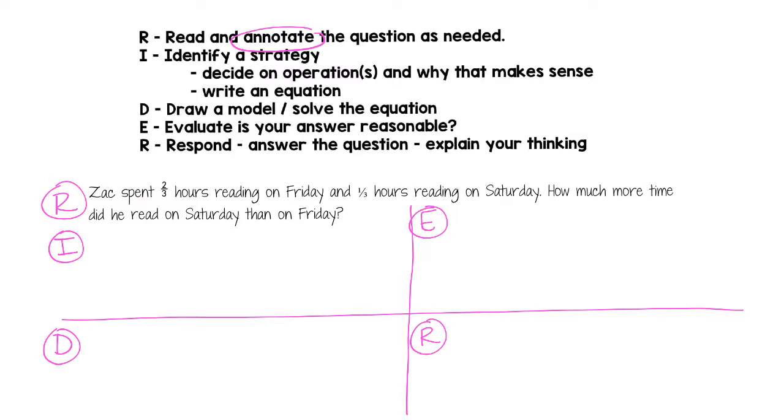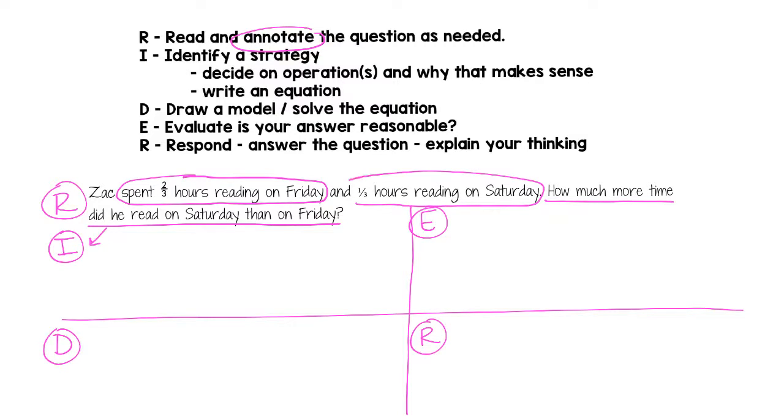So of course the first thing I like to do is underline the question. How much more time did he read on Saturday than on Friday? Because that always helps us to identify the strategy. What else is important in this story problem? I'm rereading. Well, 2/3 hours is important, but we must know what else about 2/3 hours. We have to know that he spent 2/3 hours reading on Friday and 1/3 hour reading on Saturday.